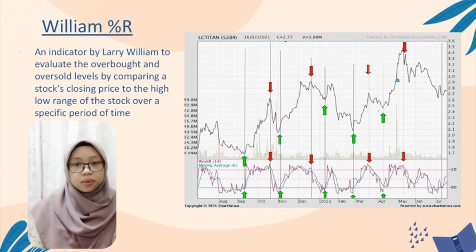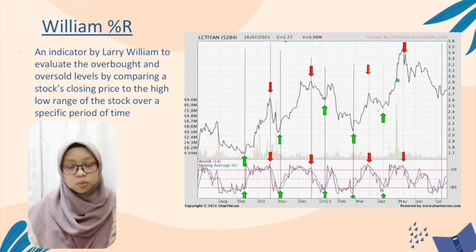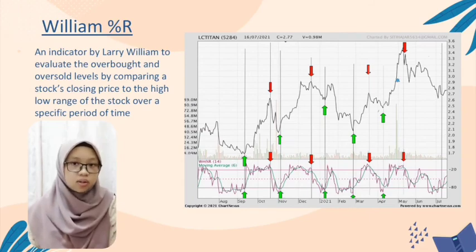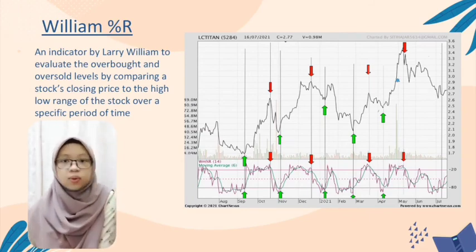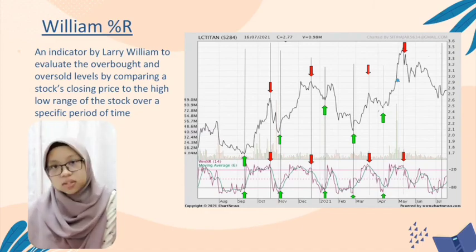Next, the selling signal is when Williams percentage R is above the overbought area, which is -20, then moves down and crosses below the -20 line. It indicates a selling signal, which is the date with the red arrow. On 9 July, investors should buy the stock.